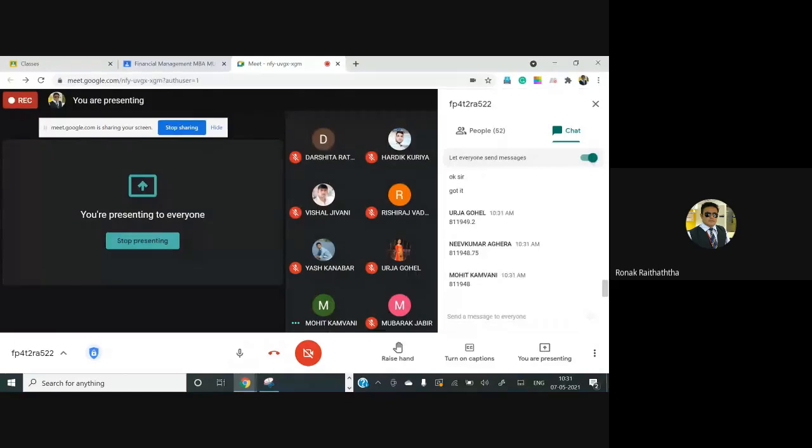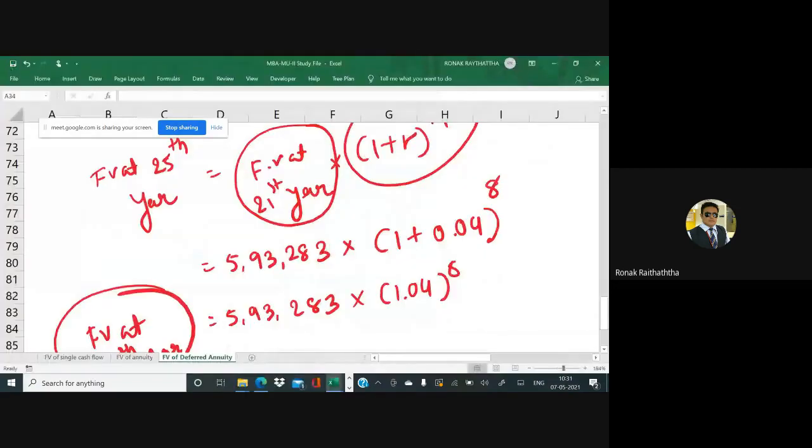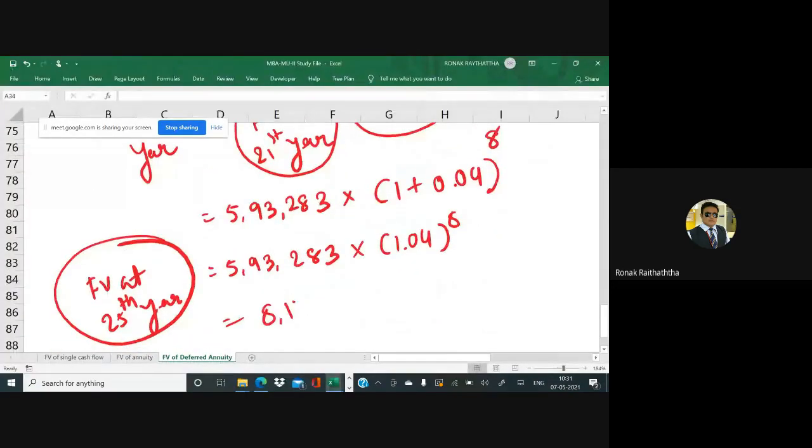Mr. Neev is also extremely proactive. I must appreciate him as well. 811948. Okay, so at the 25th year, Mr. Chota Don would have the amount of 8,11,948.